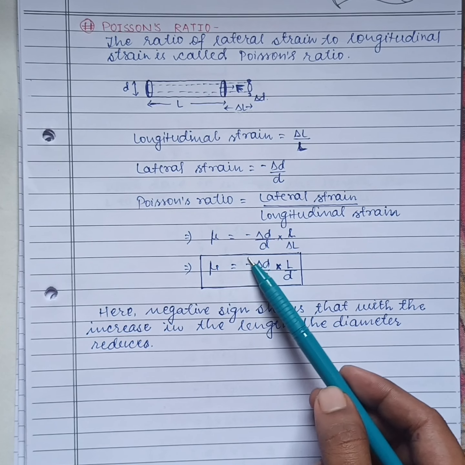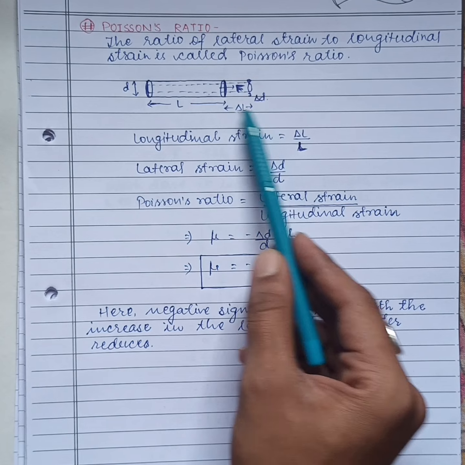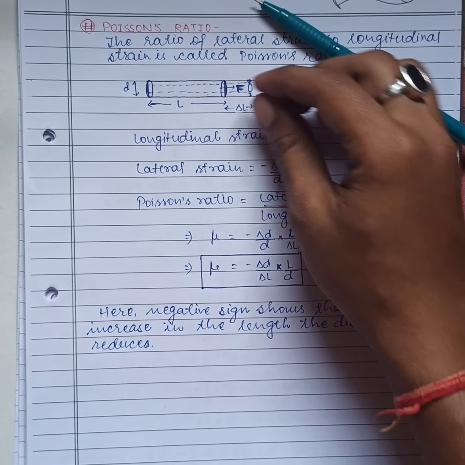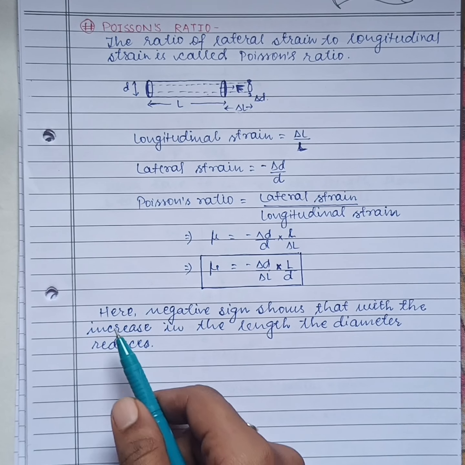Here this negative sign shows that with the increase in length, the diameter will decrease, and with the decrease in length, the diameter will increase. This is what the negative sign shows here.